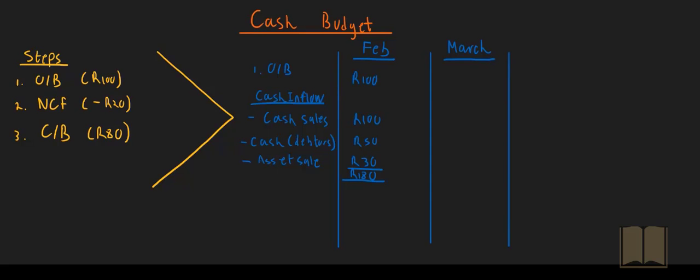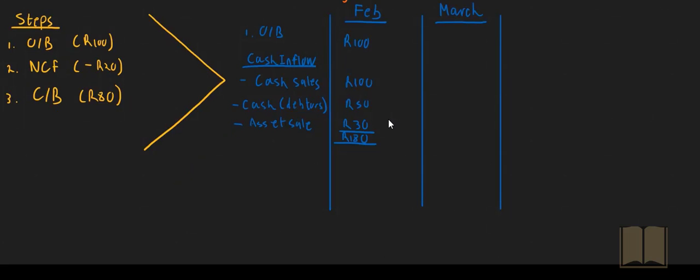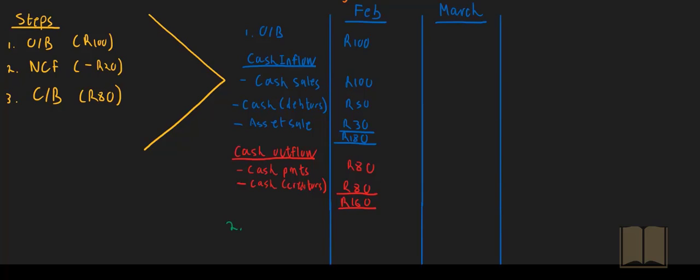Now in order to get the net cash flow, you need to deduct the cash outflows from the cash inflows. So let's go into our cash outflows now. The first one is that you could have cash payments or cash purchases. You could also have cash paid to creditors because you bought goods on credit. Let's say your cash payments or purchases are 80 Rand, your cash to creditors is 80 Rand. This says that your cash outflow is 160 Rand.